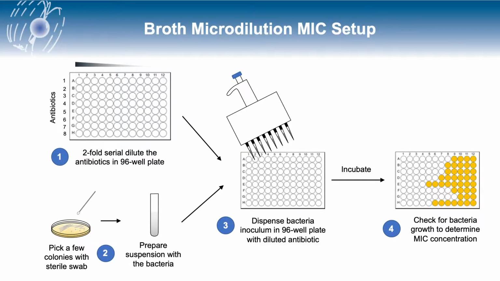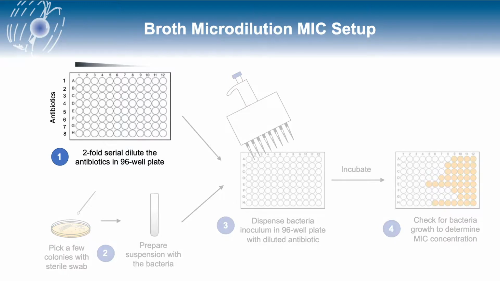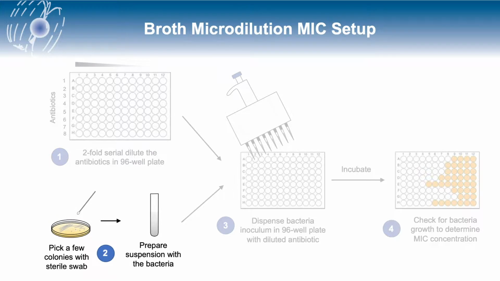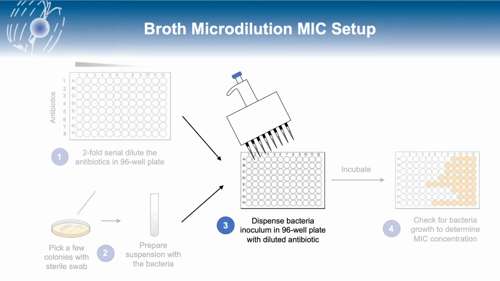Of the acceptable methods, Emery Pharma utilizes the broth microdilution method, which is well suited for testing multiple antimicrobials against a test organism at the same time. The procedure for the microdilution method is depicted in the schematic shown in the slide. In Step 1, the antimicrobial, in this case a set of antibiotics to be tested, are twofold serially diluted in a 96-well microdilution plate. In Step 2, the bacteria being assessed is collected from an agar plate with a sterile swab and a suspension is prepared.